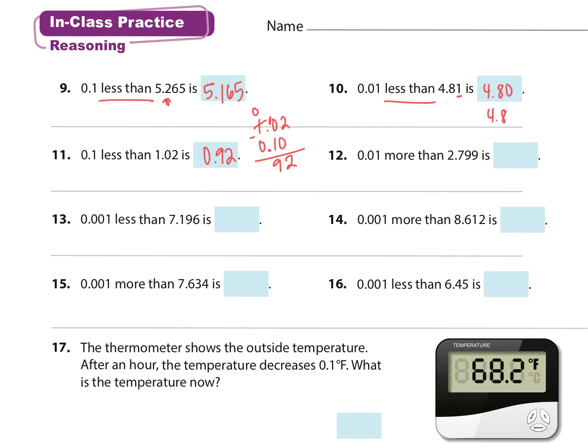Okay, what about number 12, blue table? What did y'all get? 100th more. 7, 8.